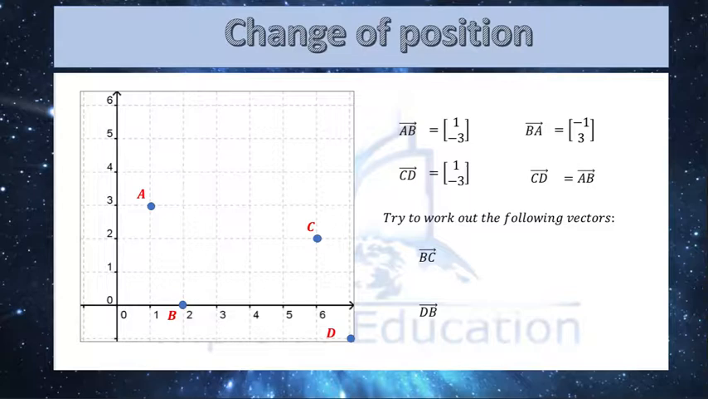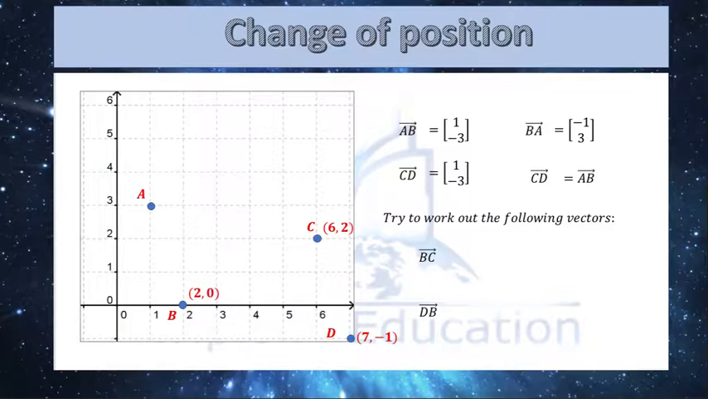Okay, now let us work out the vector BC. But rather than counting the squares on our grid, let's do this mathematically this time round. C as a coordinate is (6, 2). D as a coordinate is (7, -1). And B as a coordinate is (2, 0).